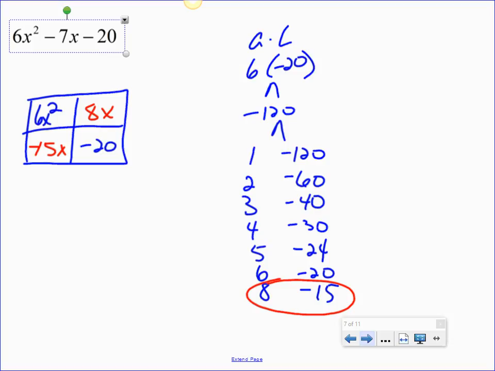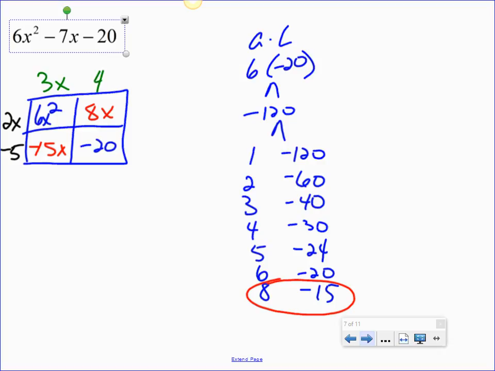So if I look across the first row, I could see that there I have a 2x common. The second row, I can see that I have a -5 common. The first column, I could see that I have a 3x common. And the second column, I can see that I have a 4 common.